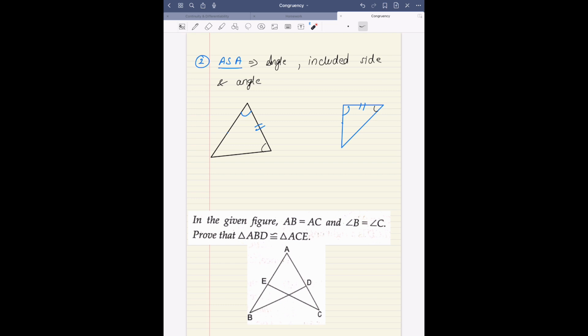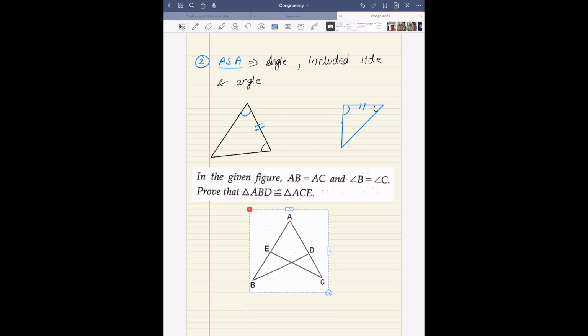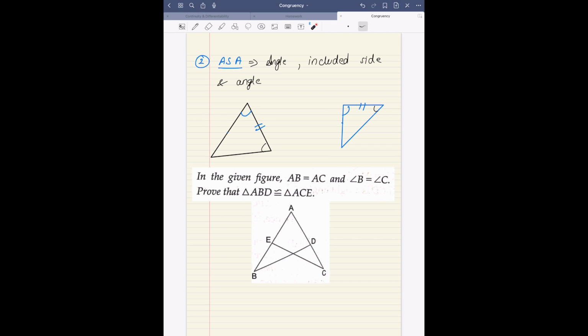So let's have a look. We have a question over here. Let me pull this up a bit. Let's have a look at the question for you to understand it better. There's a figure which says AB is equal to AC, and angle B is equal to angle C. So let's mark it. Prove that triangle ABD is congruent to triangle ACE.